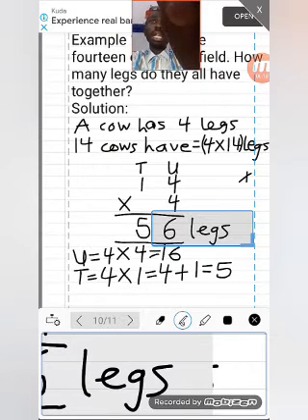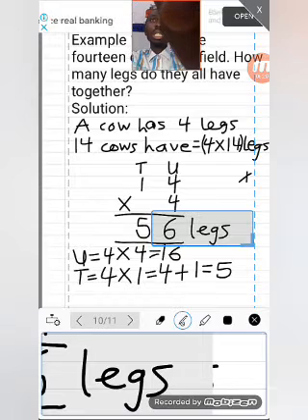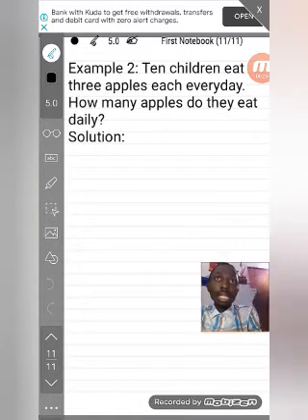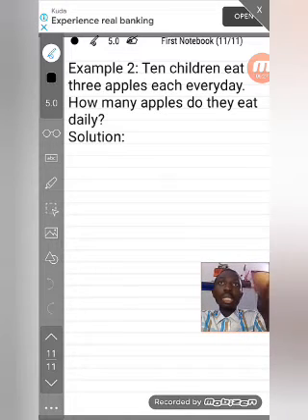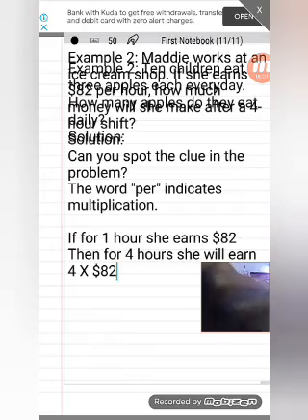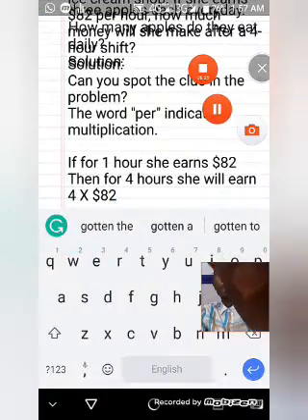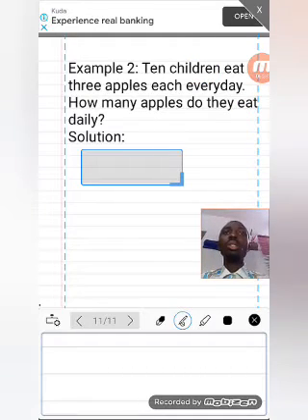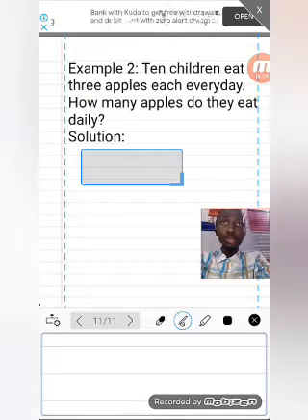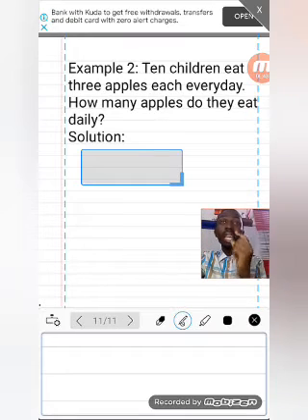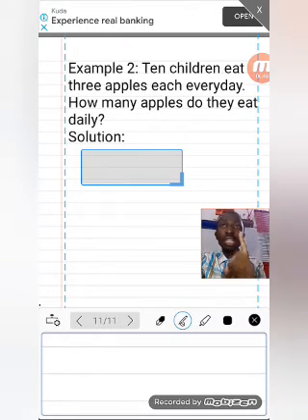So let's look at another example, which is the last one. Now, this example says this: 10 children eat 3 apples each day. 10 children eat 3 apples each. Now, the story goes that 10 children eat 3 apples each day, every day.